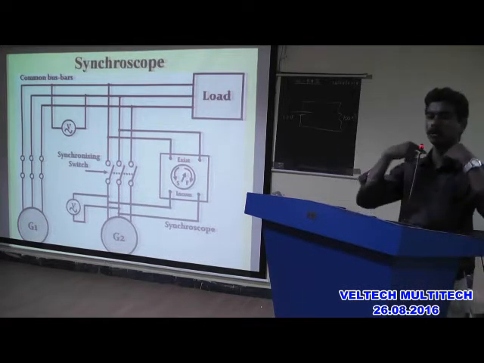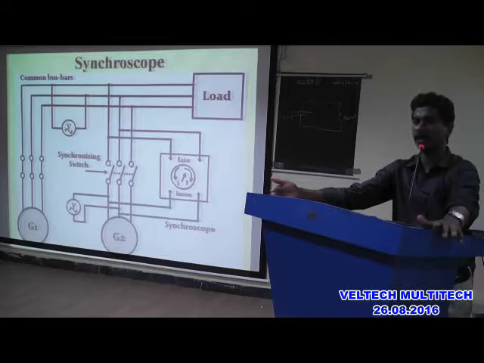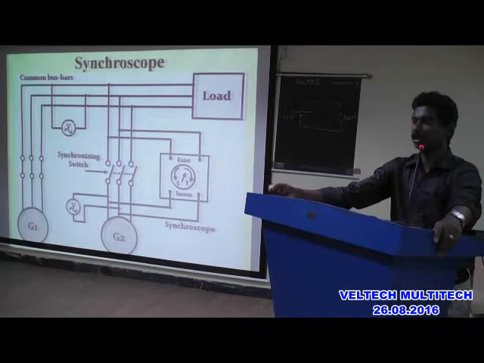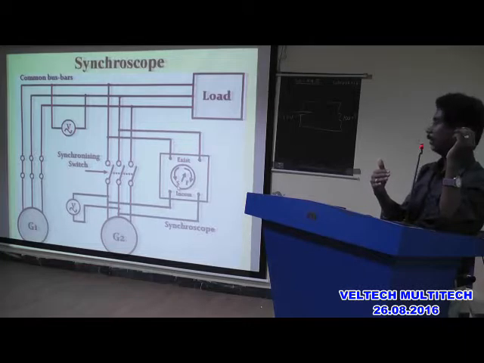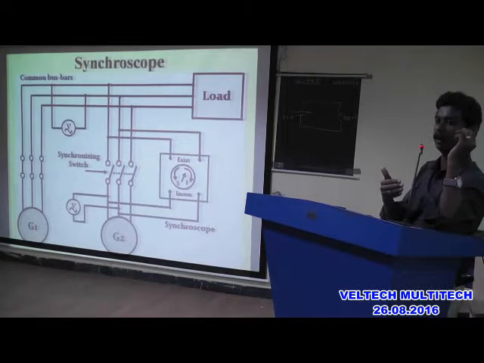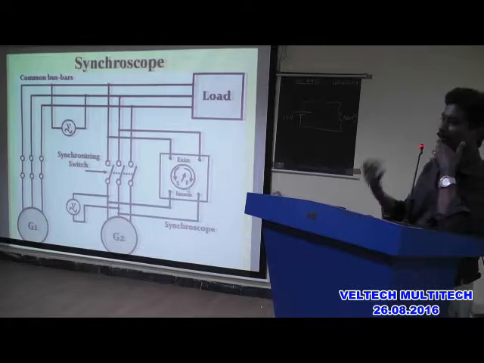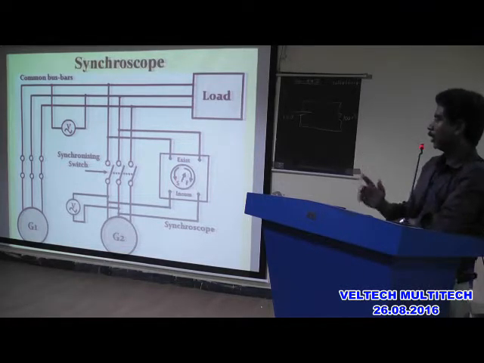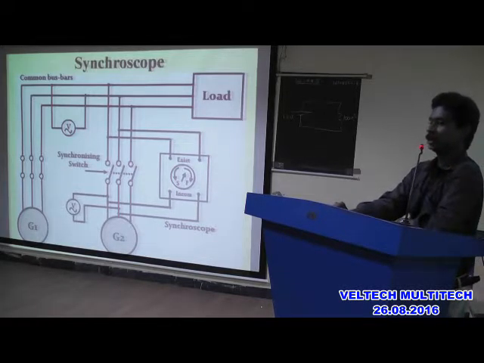Then the synchroscope. Compared to the first two methods, the synchroscope method is the sophisticated method. In the first two methods, we need a skilled operator, because you have to judge the exact instant at which the synchronizing switch should be closed. But here, there is a dial. If the dial goes to the S side, that means the incoming alternator is running slow, so you increase the speed of the prime mover. If the pointer goes to the F side, the incoming alternator is running fast, so you decrease its speed. If the pointer stands vertically, this is the exact instant to close the switch. So the synchroscope is the sophisticated method.